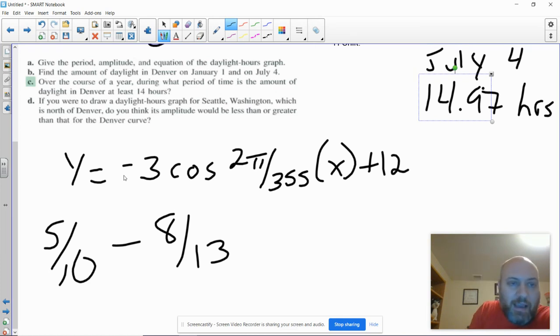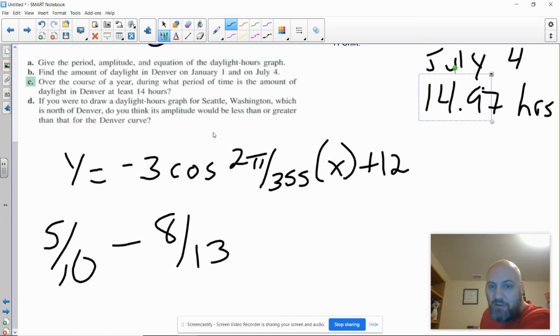And then part D asks, if you were in Seattle, do you think there would be an amplitude that is less than or greater than the Denver curve? The amplitude would be greater than the Denver curve. The further north you travel, the longer the change in time between sunlight hours and nighttime hours.